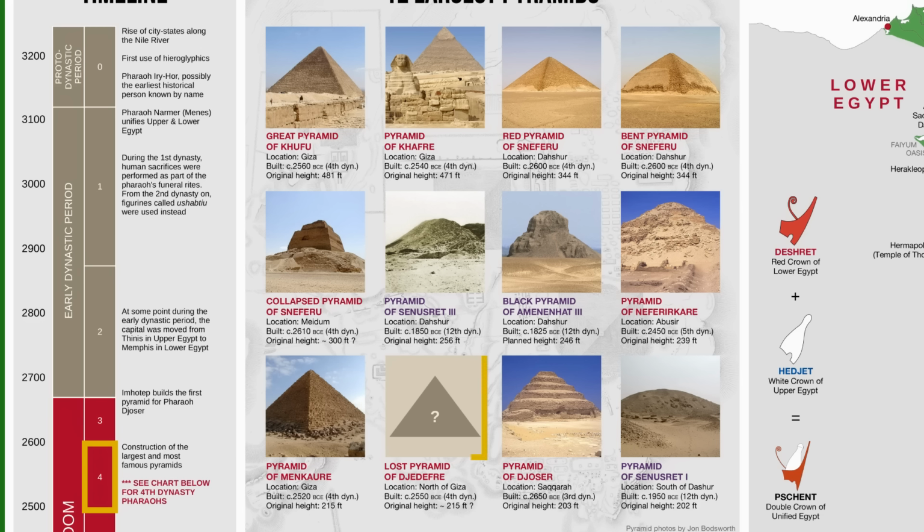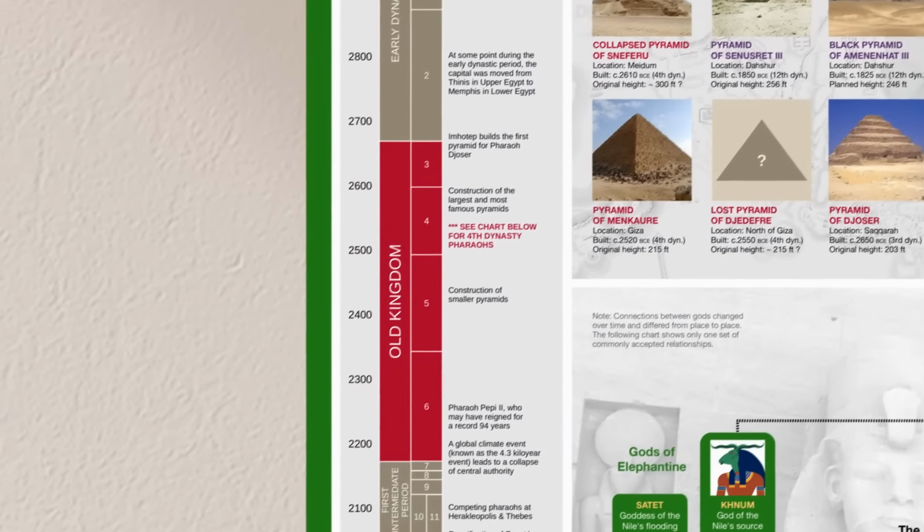That lost pyramid I mentioned earlier, built by Khafre's older brother Djedefre, was likely around the same size as the Menkaure pyramid, so I've placed it on the chart at number 10. Okay, let's now return to the timeline.